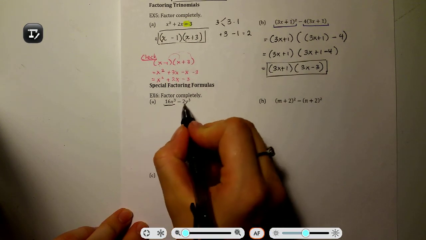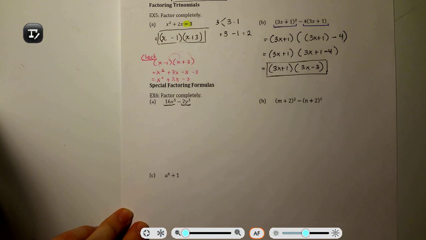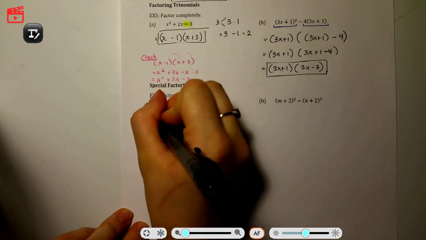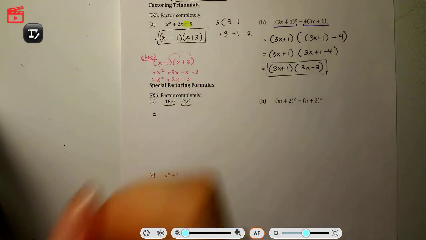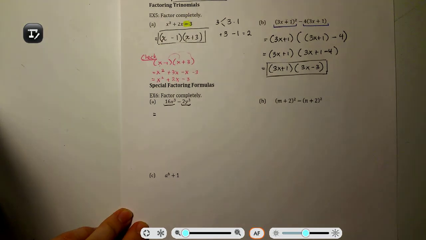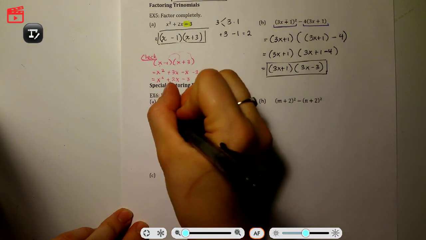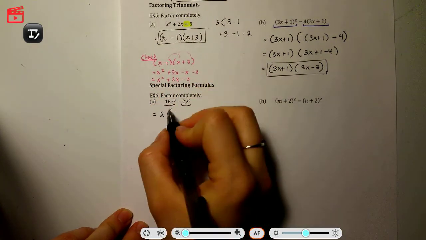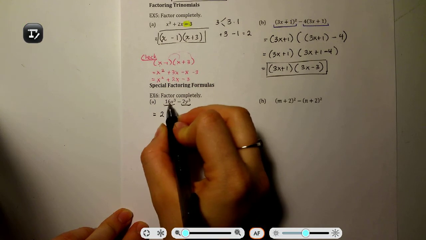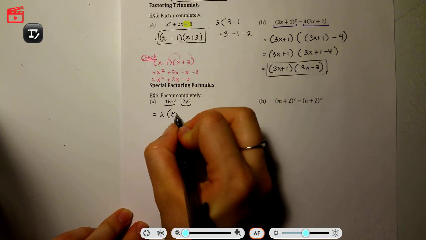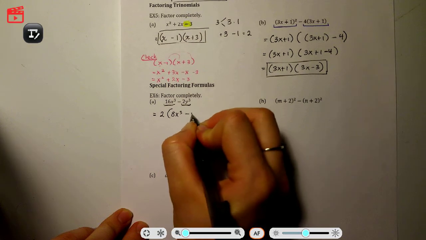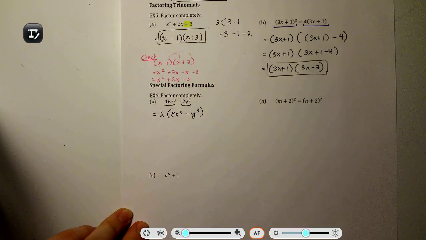That is a like factor. So I'm going to go ahead and first factor out. What do they share in common? They share in common a 2. So let's factor out a 2, and what's left over? So 16 factoring out a 2 is going to be 8 left over. 8x cubed minus y cubed.